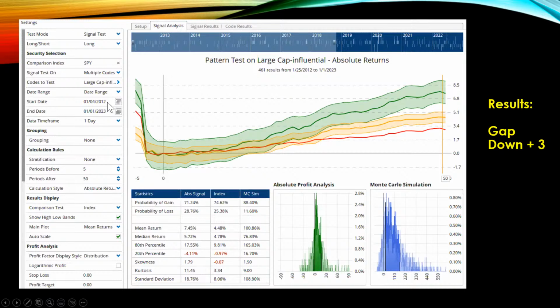From the time period of 2012 up until now, that's roughly a 10-year period. You can see that this has 5 days of data. This is a signal test report, and it has 5 days of data in front of the signal. In this case, the signal is the gap down. And I'm searching for stocks that have gapped down more than 1% in the US stock market, right?